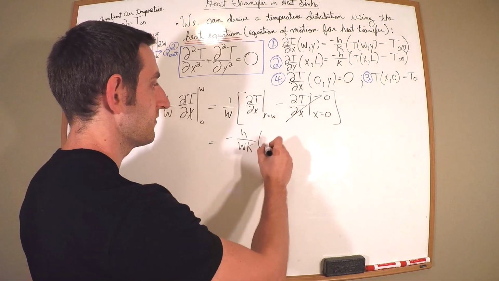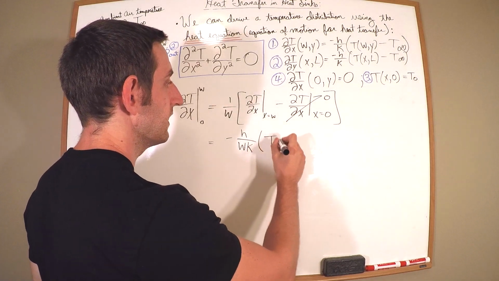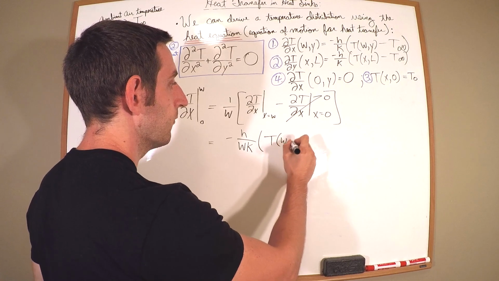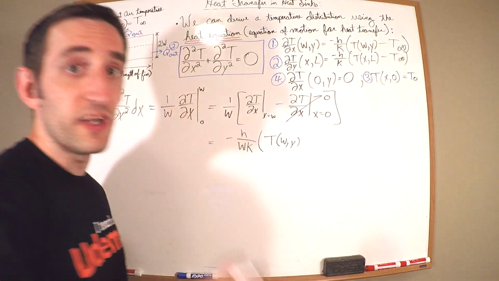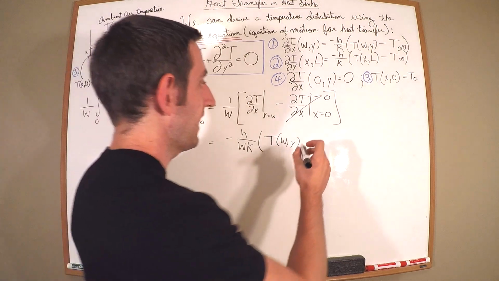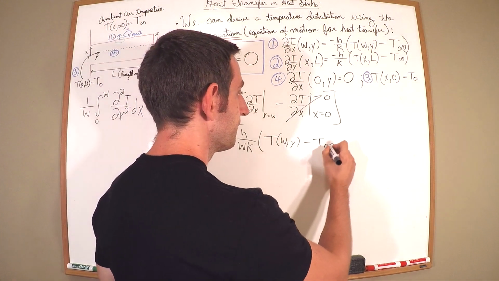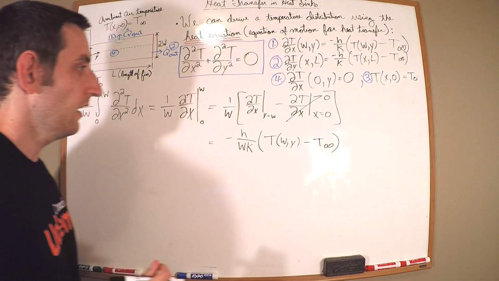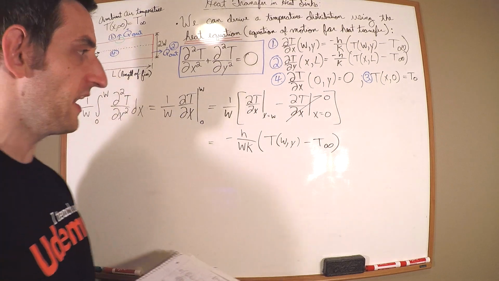That is times T at w, y, and I'm just reading off the boundary condition we derived earlier, that minus T infinity. And we can make one more simplifying assumption here.